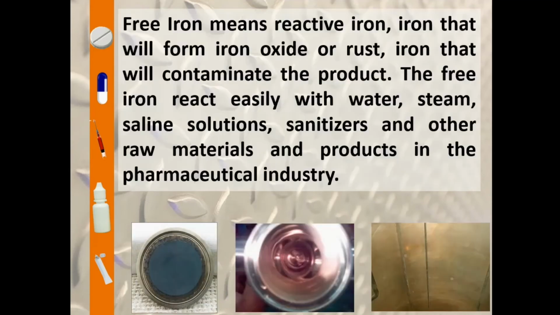In these pictures, we can see the different types of rust or iron oxide, products of the reaction between stainless steel and, for example, on the left with steam. The picture in the middle is with water, and on the right with saline solutions. But there are other substances like sanitizers that also can react with the stainless steel.